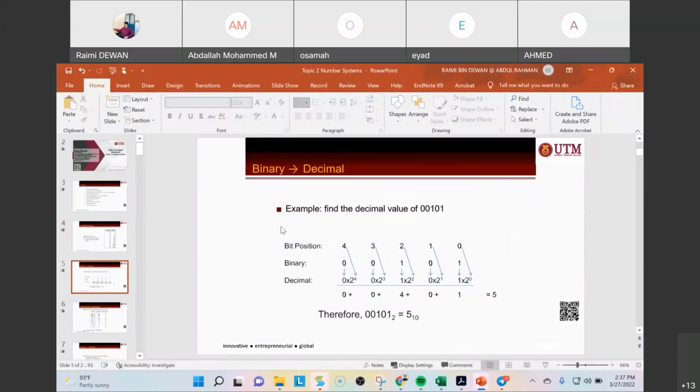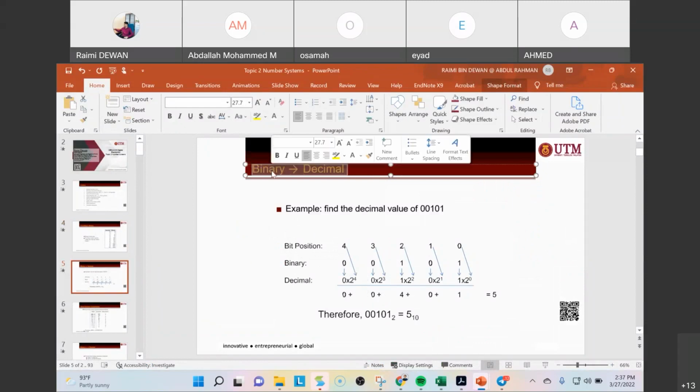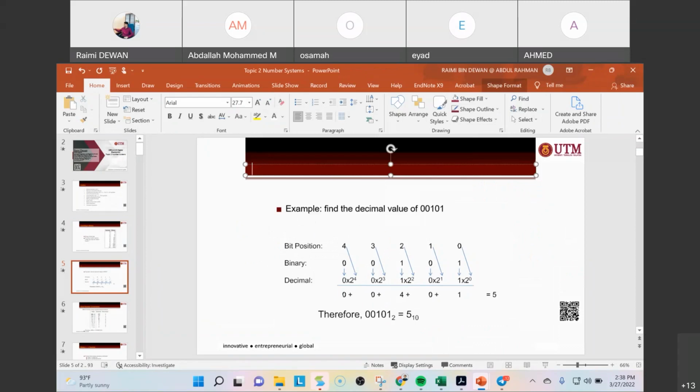Next, if you want to convert binary to decimal, I already explained just now indirectly. For example, we want to find the decimal value. Now you see the error, because the slide was made by a human like you and me, so it's possible for the slide to have an error. So this one is binary to decimal. For example, find the decimal value of 00101. There is a bit of a mistake in this question, because it says find the decimal value of 00101. The one that they missed here should be shown.